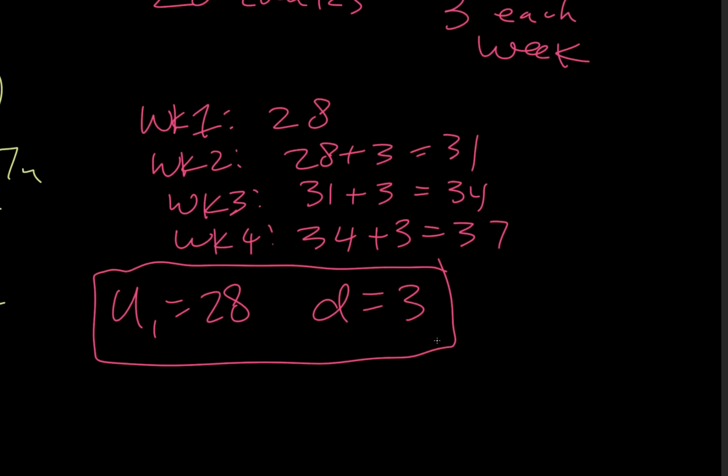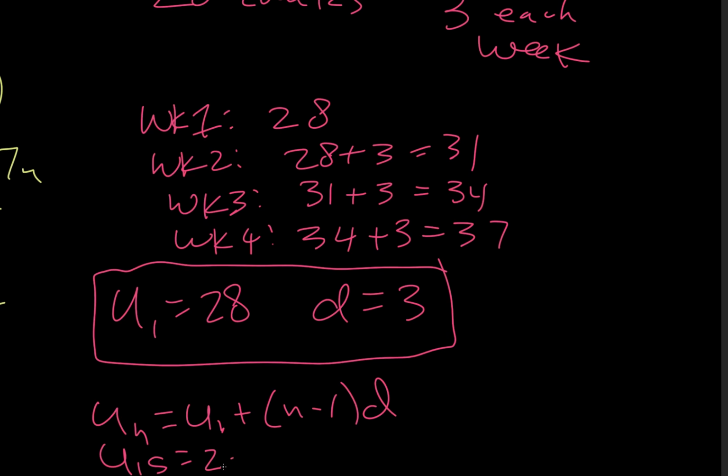And then part C, find the number of comic strips sent after 15 weeks. So we want to use this formula again and this information. So it wanted it after 15 weeks. So we're going to say U15. And our starting point is 28. And our N is 15. And our D is 3.